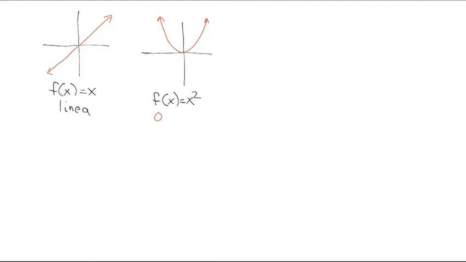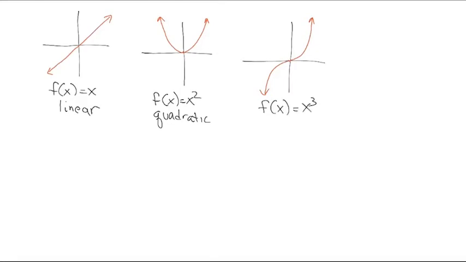Let me erase that, get the right pen. The next parent function we have looks like this. Looks like the right-hand side of a parabola, kind of, and then the left-hand side goes down like this. Its function is f of x equals x cubed. This is called our cubing function.